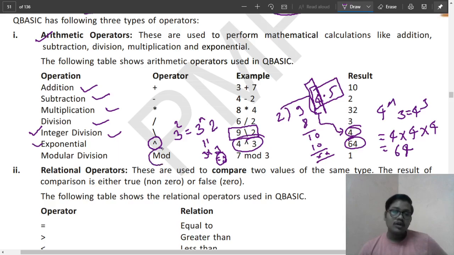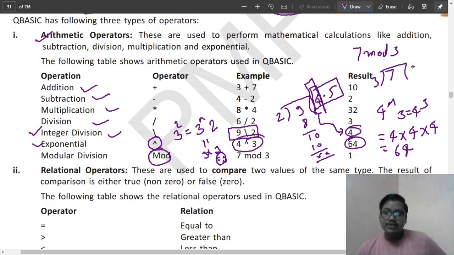Now the modulo. Modulo is an operator that finds your remainder. If I say 7 mod 3, it means 7 divided by 3: 3 twos are 6, the remainder is 1. So this remainder is called your modulo.